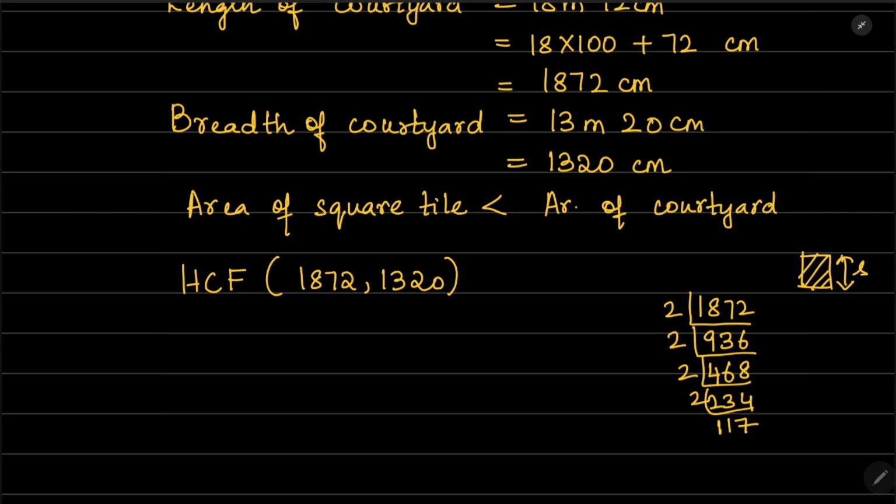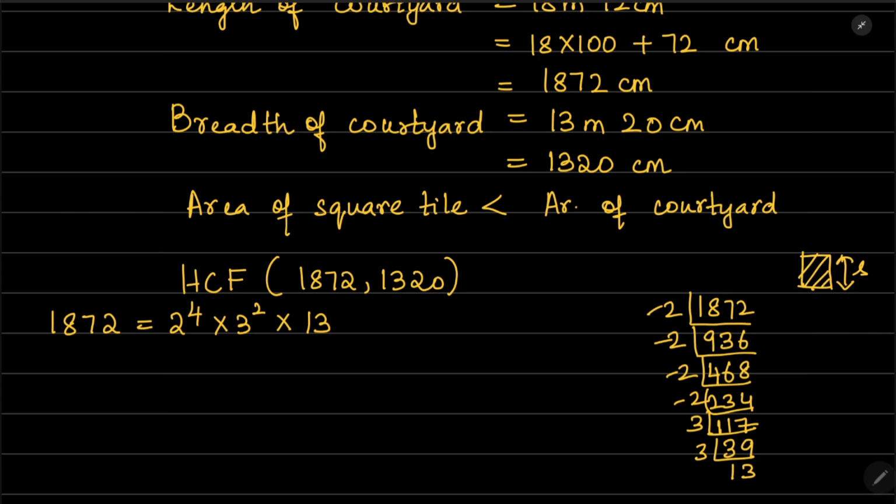Right? And then what can we do? 3 3s are 9, 27. 3 9s are 27. Again 3, 13. And there it stops. So the prime factorization of 1872 is nothing but 2 to the power 4 multiplied by 3 square multiplied by 13. This is the prime factorization of the first number.